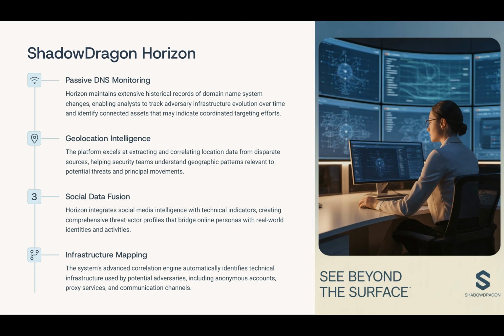Shadow Dragon Horizon offers a robust suite of capabilities focused on technical threat monitoring and attribution. One of its key features is passive DNS monitoring, which allows analysts to see how domain names associated with threat actors have changed over time. This historical perspective is invaluable when tracking the evolution of adversary infrastructure, particularly when suspicious assets or coordinated targeting campaigns are suspected. Geolocation intelligence is another major strength of the platform.